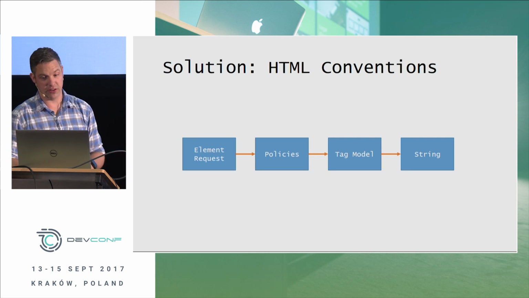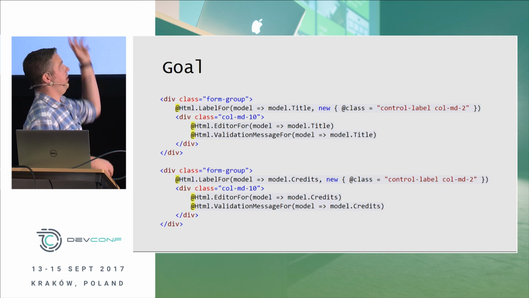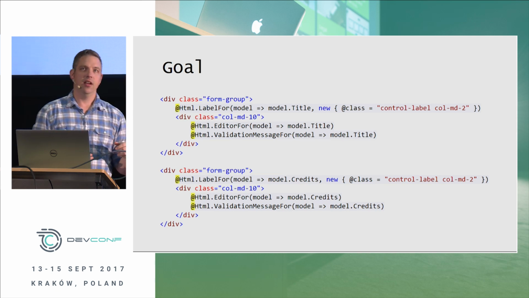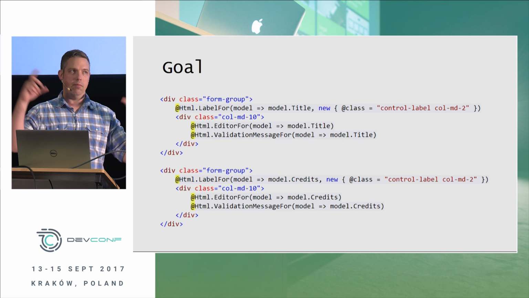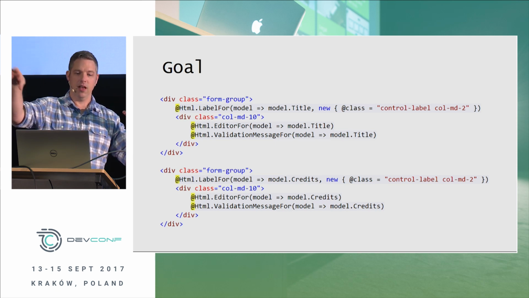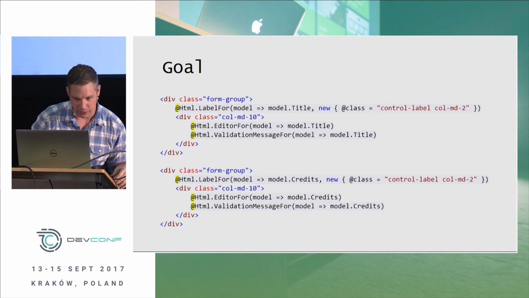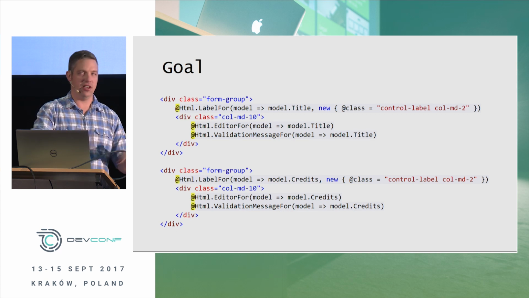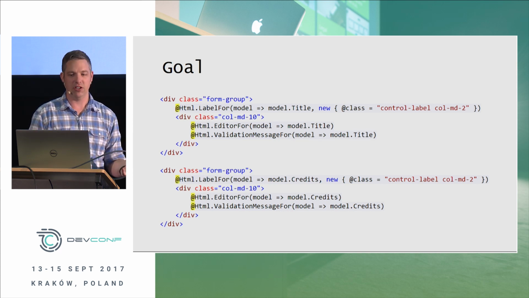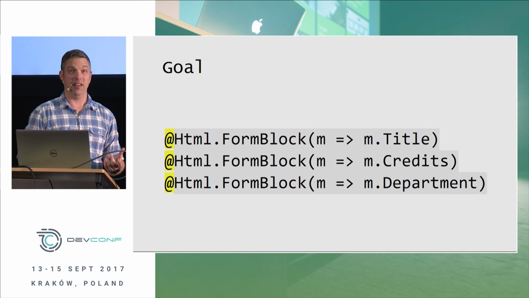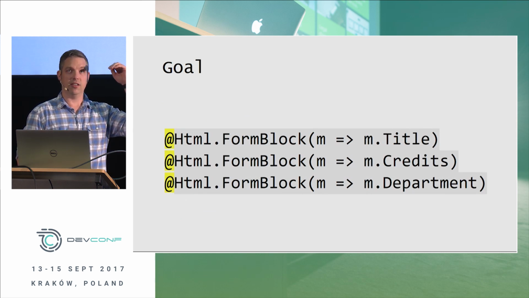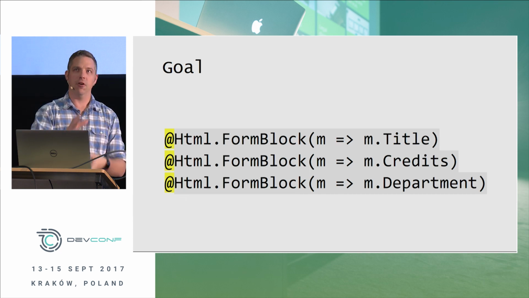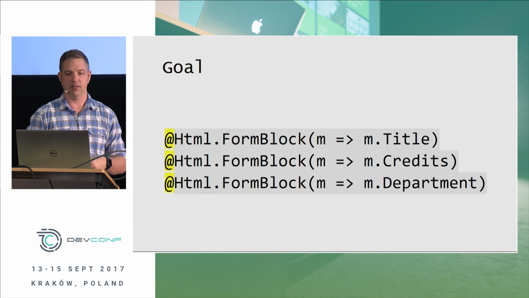And so the goal for us was to say, these two things, what they really represent is I want to output a form block of HTML for a title property and a form block of code for, what is the other one? Credits property. And I don't want to have to tell the exact HTML every single time. For the most part, it doesn't really change. What I really want to do is make it look something like this. That just says, what's the title form block? What's the credits form block? What's the department form block? And then enforce how that should be built up behind the scenes.